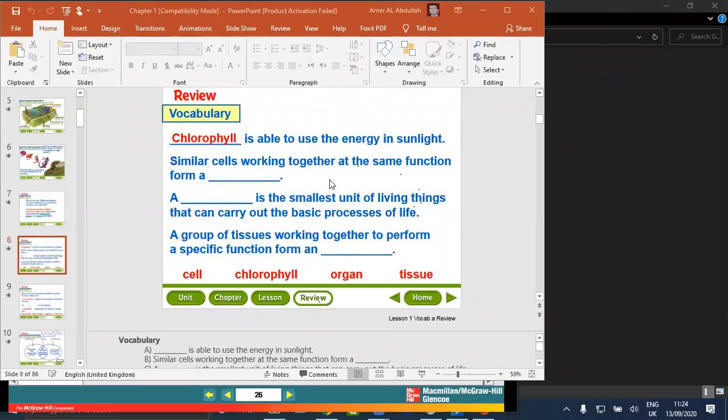Last slide. Chlorophyll is able to use energy in sunlight. Similar cells working together at the same function.